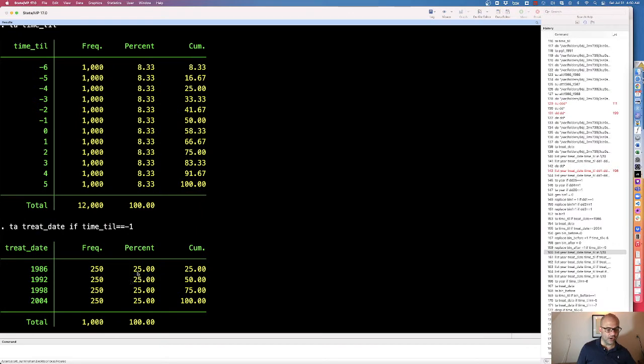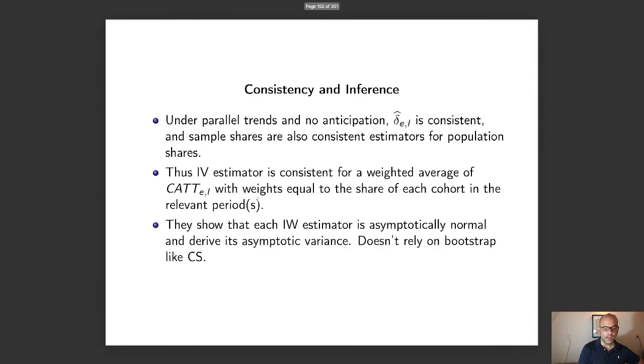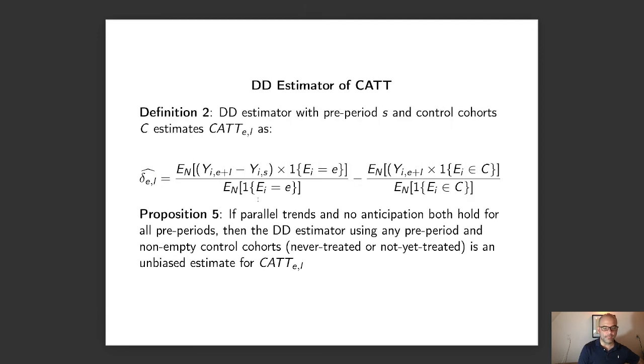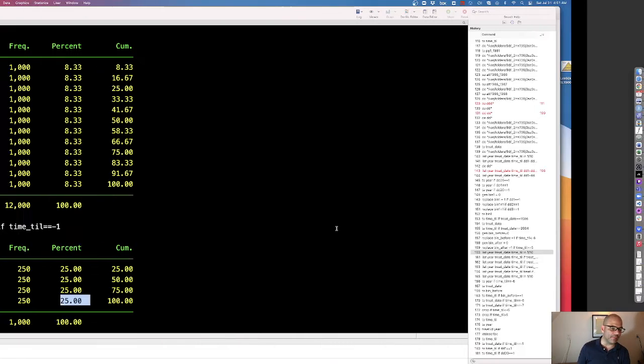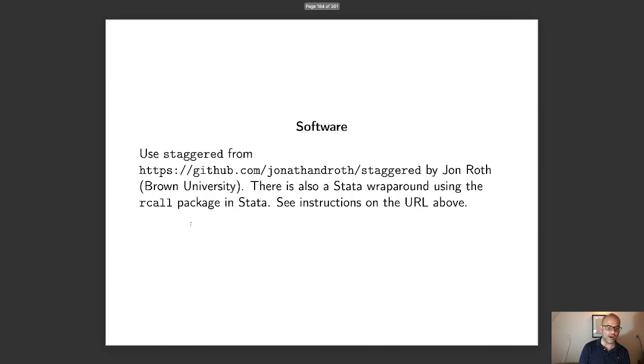You can see it here. All these weights are positive. No negative weights at all. And so they show that each IW estimator is asymptotically normal and they get its variance. That doesn't rely on the bootstrap. And if parallel trends and no anticipation hold, then the DD estimator using any pre-period and non-empty controls is an unbiased estimate of the CATT for that period. And you're back doing event studies. You're just doing them correctly.